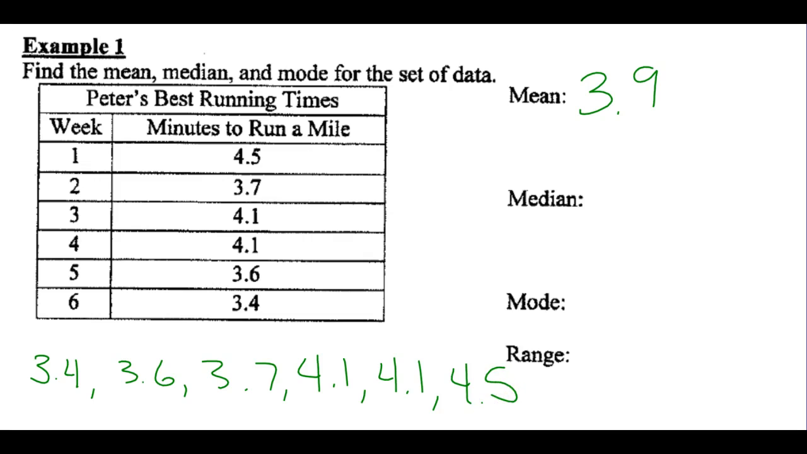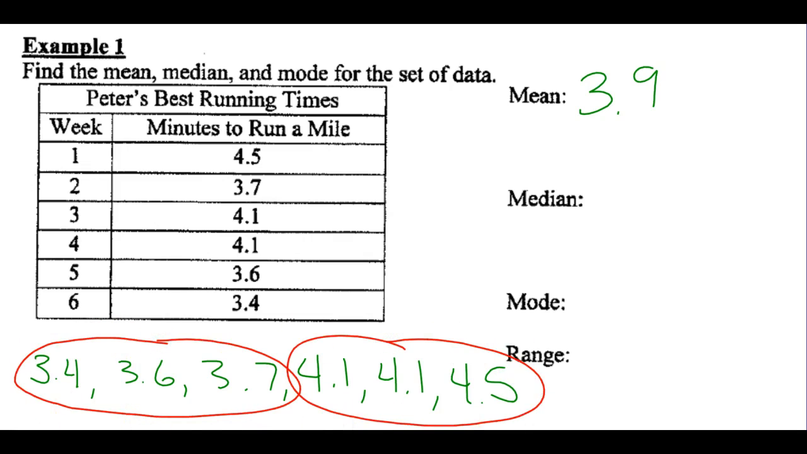So the median, what happens if there's an even number? You add those. So there's 3 numbers on the left and there's 3 numbers on the right. You add them up and you find the average of the middle 2. So 3.7 plus 4.1 divided by 2 is 3.9. Just the middle 2, 3.7 and 4.1. It's the average of the middle 2 when the median is split between 2 numbers, and then you divide by 2.